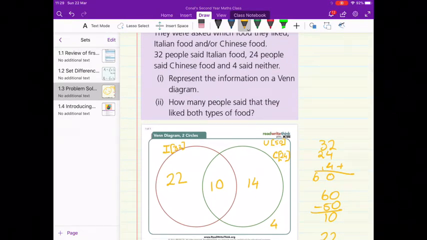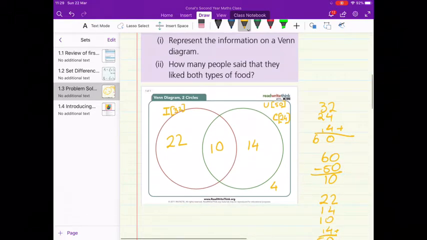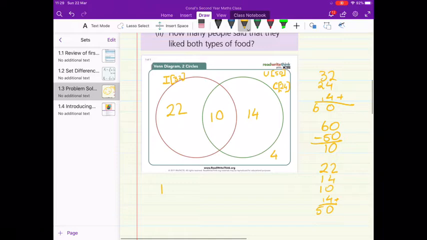So we represent that information on the Venn diagram by showing the cardinal numbers of each set. And then how many people said that they liked both types of food? Well, we figured that out by finding the cardinal number of I intersection C. So the cardinal number of I intersection C was 10.